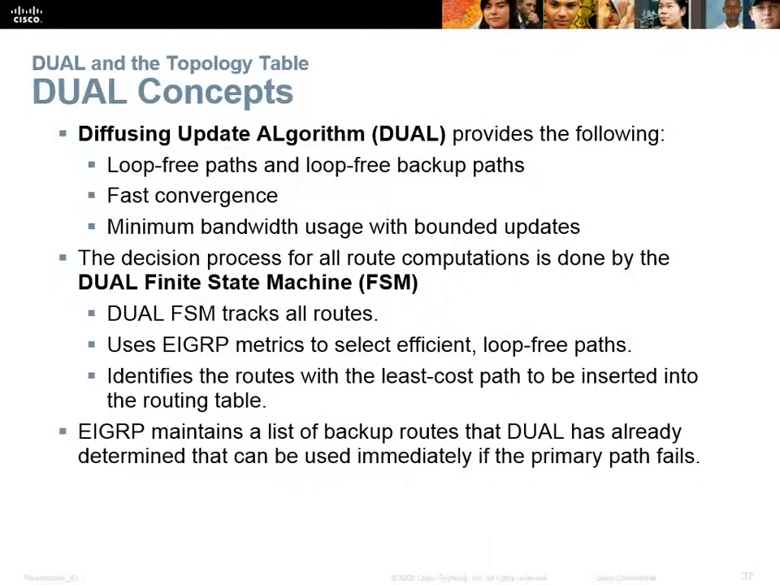Oh, there. I see what you're saying. Diffusing update algorithm. It talks about loop-free paths and loop-free backup paths. It does fast convergence because you're doing DUAL things at the same time. And then we also have FSM, which tracks all routes coming in and out of EIGRP to find the most efficient way of sending traffic. You all understand that?